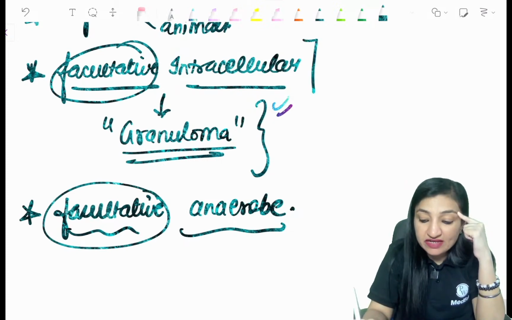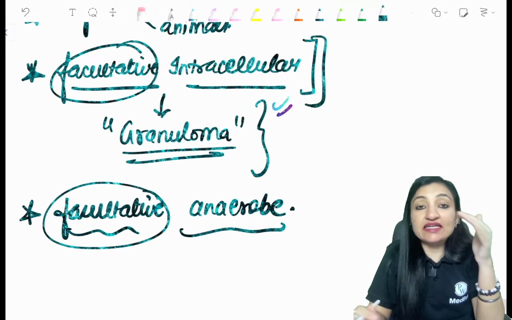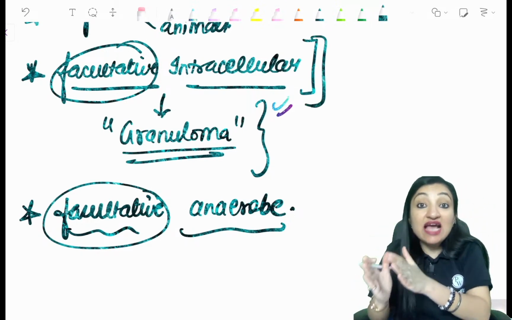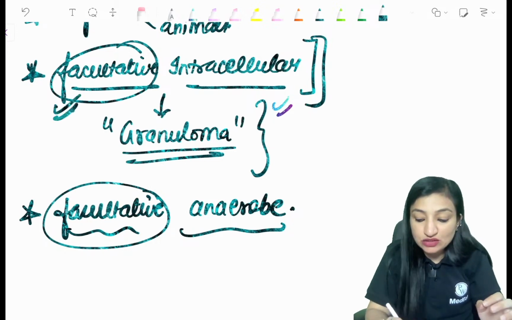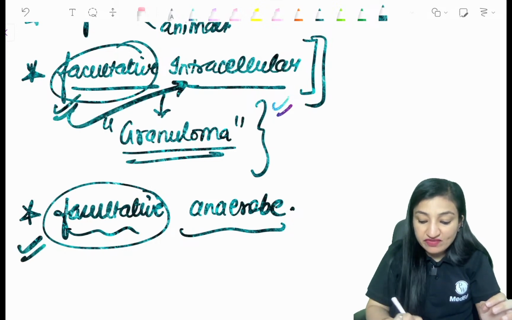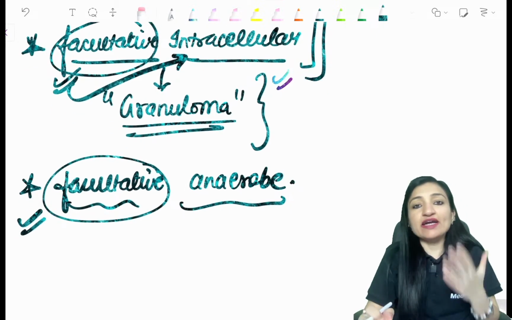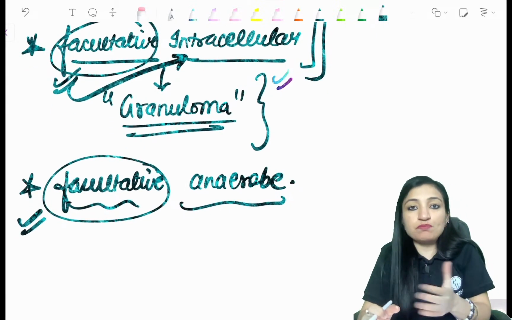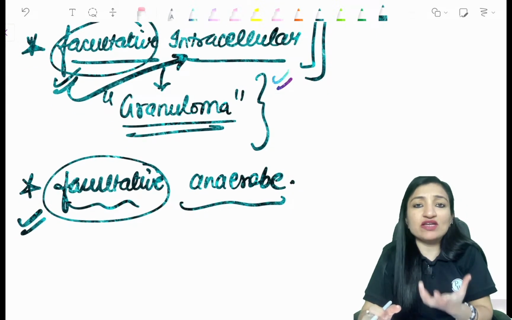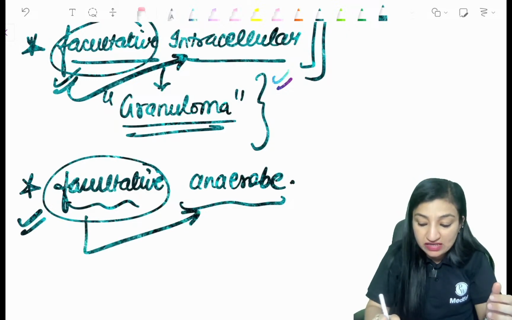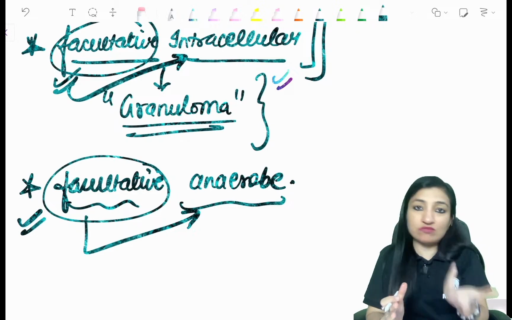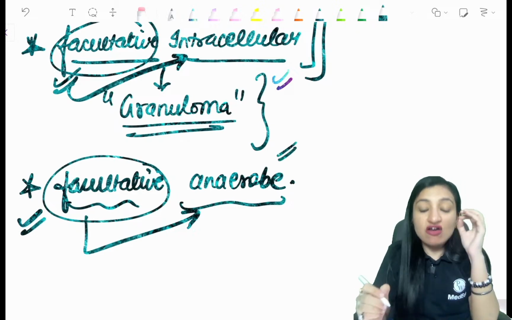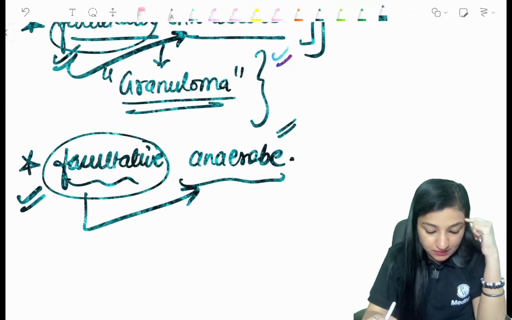When we say facultative intracellular, we are trying to say that it can survive extracellularly and intracellularly also. So the faculty or the luxury is to be intracellular. And when we say facultative anaerobe, we are trying to say that this organism, by its nature, is an aerobic organism, but it has got the faculty or the luxury to survive even in the absence of oxygen, so that is why it is called a facultative anaerobe.